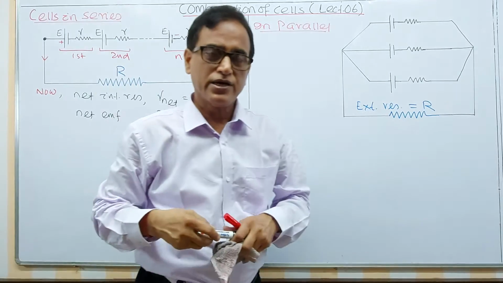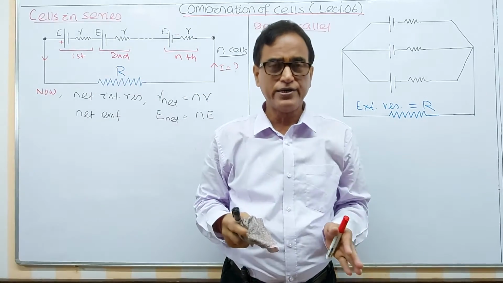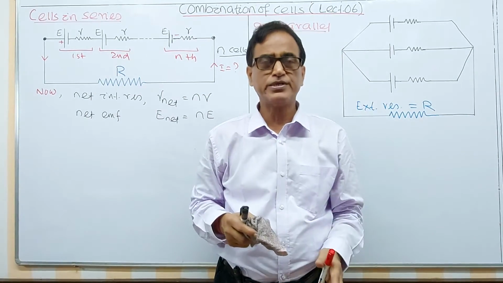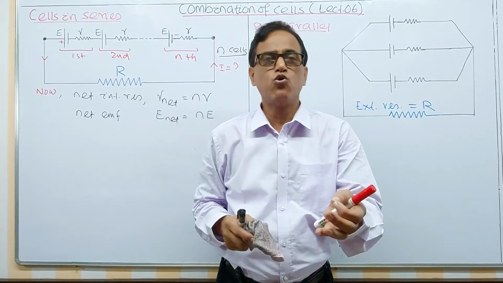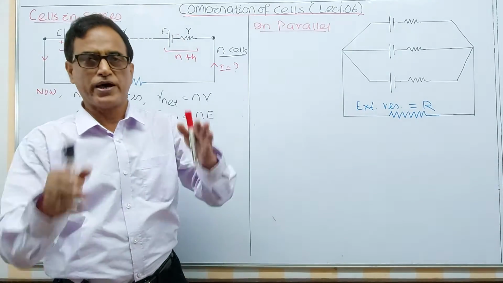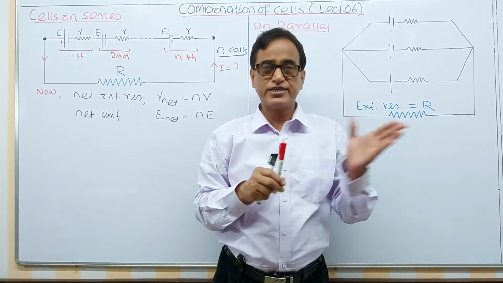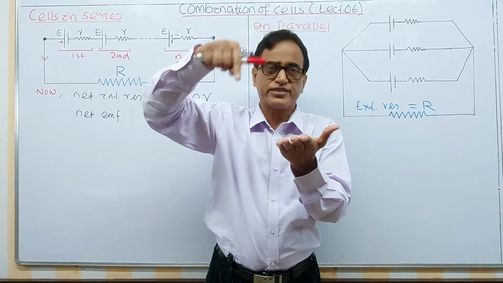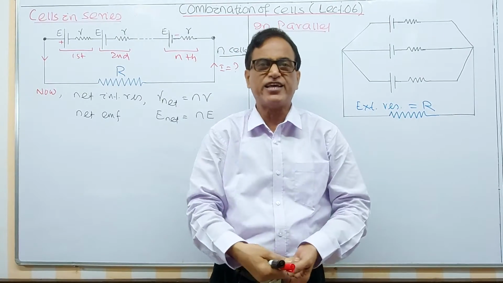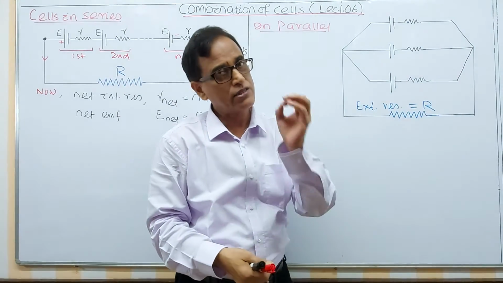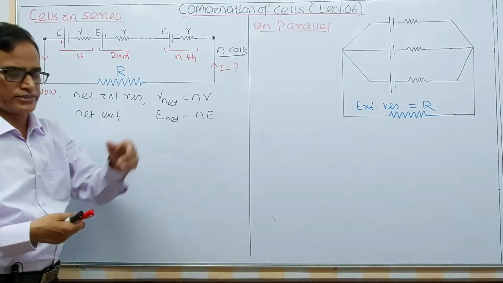In series, EMF are added. In parallel, EMF remains the same. EMF is the other name of voltage or potential difference. In parallel, voltage remains the same. In series, voltage is divided. If in series you connect a number of cells, the total EMF will be added up. But if you connect in parallel, the EMF remains the same as it is for one cell.